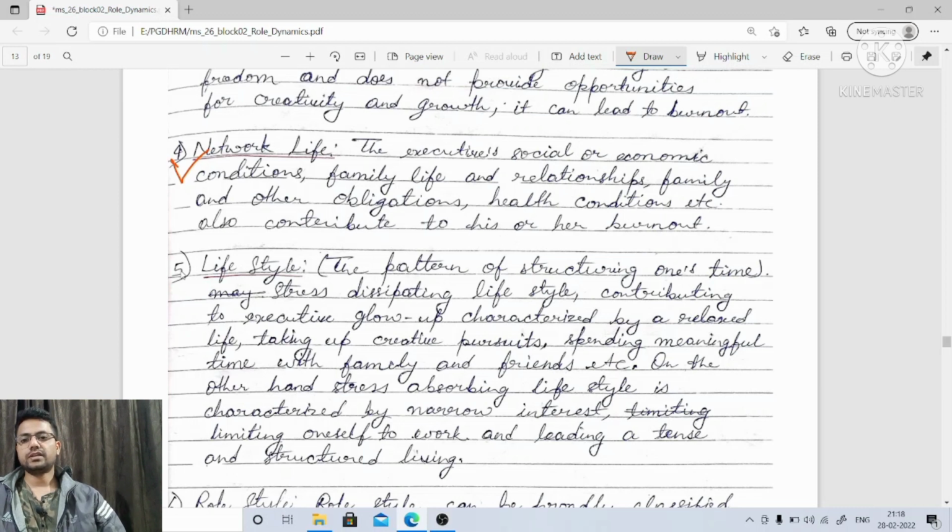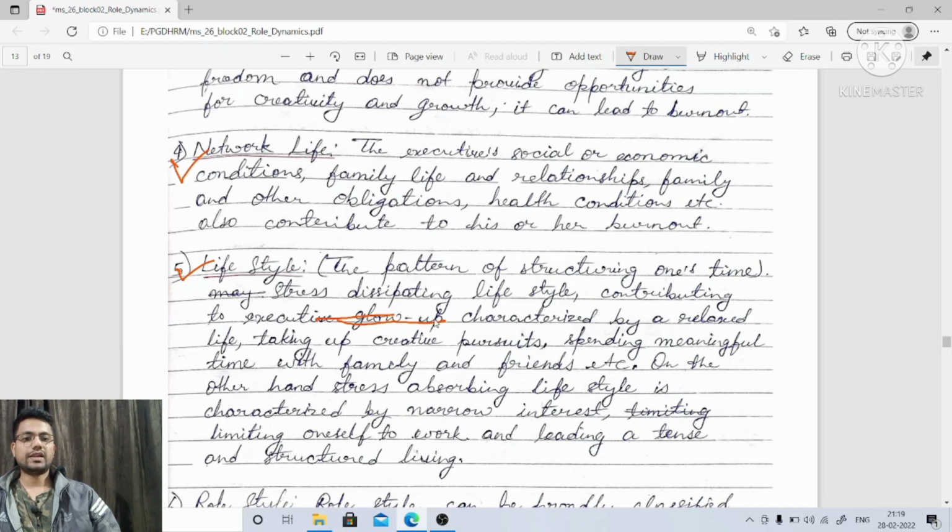Fifth, given lifestyle. The pattern of structuring one's time. So what is lifestyle? It is how the person structures his time. A stress dissipating lifestyle contributes to glow up. Now you can see that a stress dissipating lifestyle causes glow up.